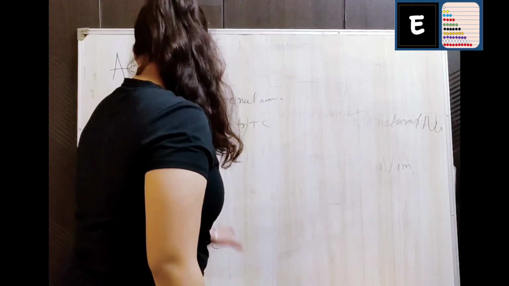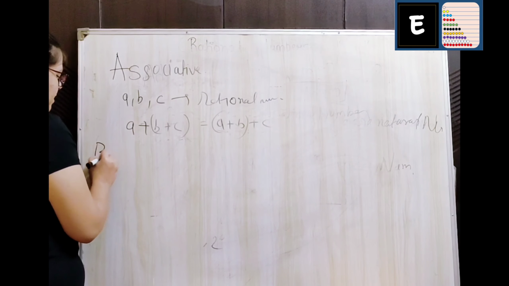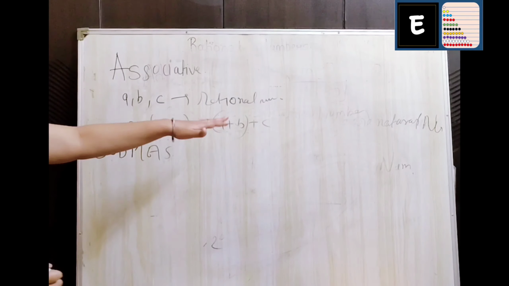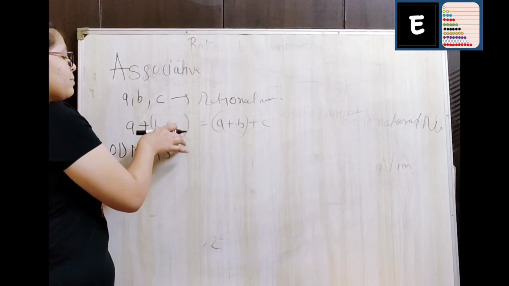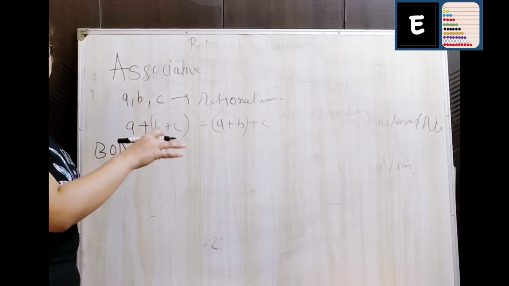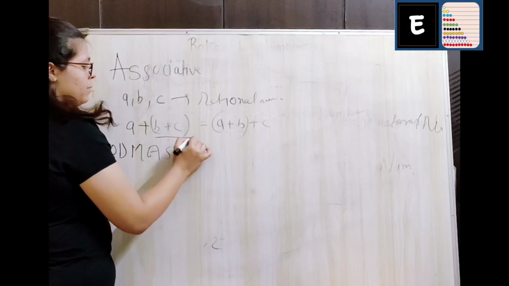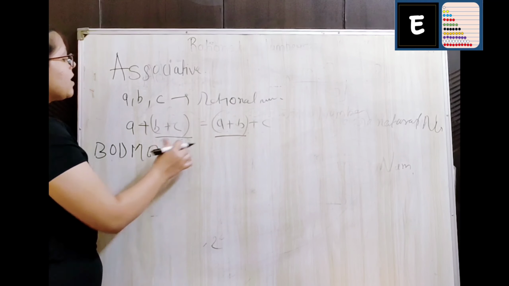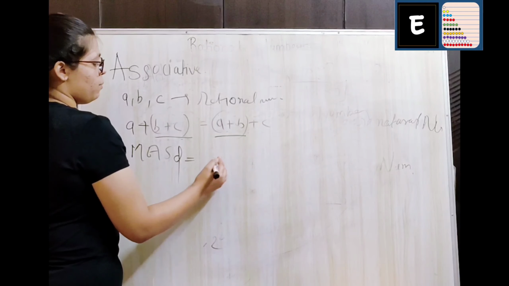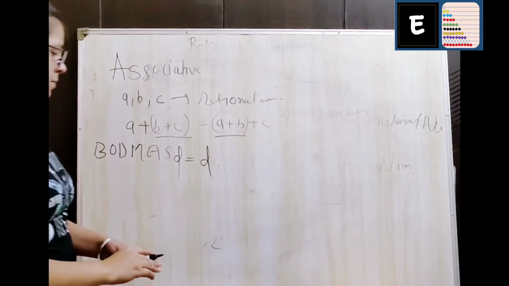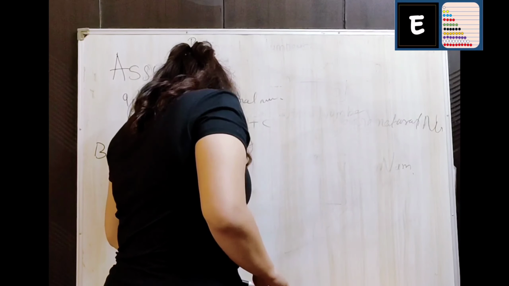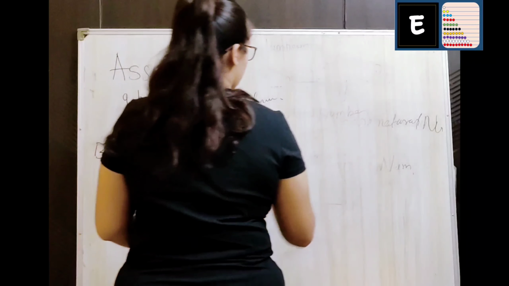Everybody knows the rule of BODMAS, right? We first open the bracket and then we solve the problem. So, whether we solve this bracket first or that bracket first, the answer will be the same. This property is called the associative property. If we solve b plus c first, or we solve a plus b first, the answer will be the same. For example, if the answer for this is d, the answer for this will also be d. This is our associative property. Next, we have existence of additive inverse.